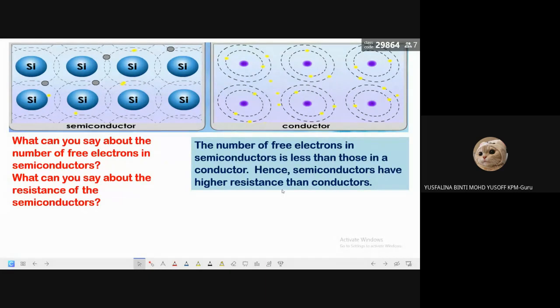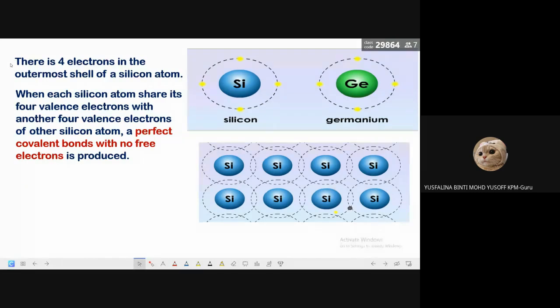Hence, semiconductors have higher resistance than conductors. Okay, so they have a higher resistance than the conductors, because they have a small amount of free electrons here. So like I said just now, silicon and germanium are in group 4, right? So they have 4 electrons in the outermost shell of the silicon atoms, meaning the electrovalence is 4. So when each silicon atom shares its 4 valence electrons with the 4 valence electrons of other silicon atoms, a perfect covalent bond with no free electron is produced.